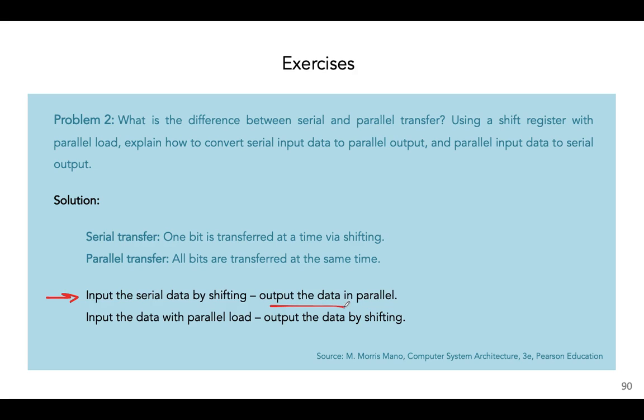And once all the data is in the flip-flops, you just output them all together at the same time. And if I had to convert parallel input data to serial output, you just load the data in parallel, put all the bits into all the flip-flops at the same time, right? And then output the data 1 bit at a time using shifting. So whatever data was in the last flip-flop, if you're talking about a 4-bit register, for instance, that bit will be taken out, and the rest of the bits will be shifted towards the right. And then the next bit will be taken out, and the next bit, and the next bit. You already know this, all right?